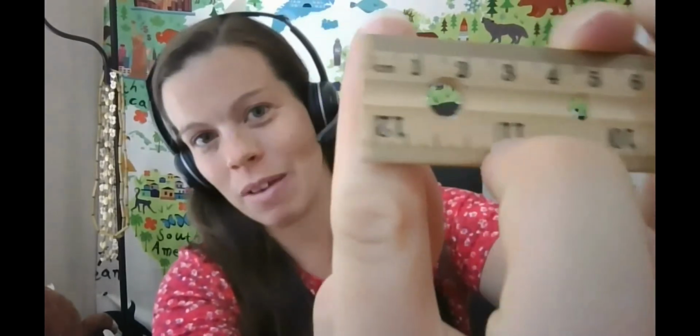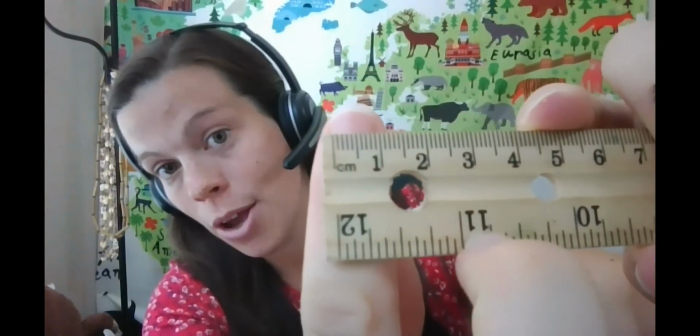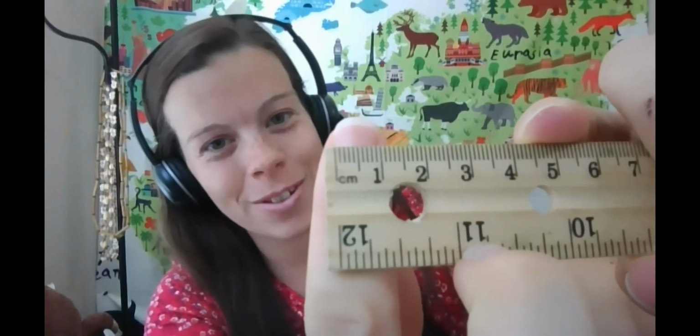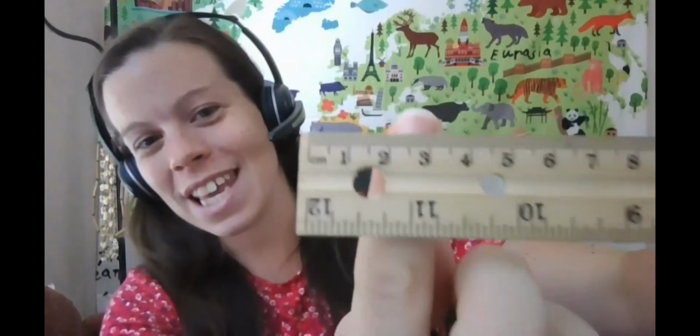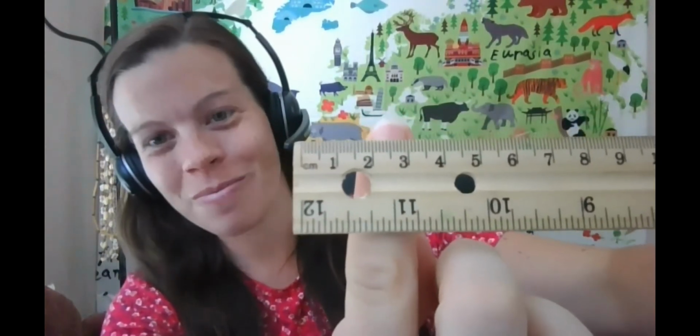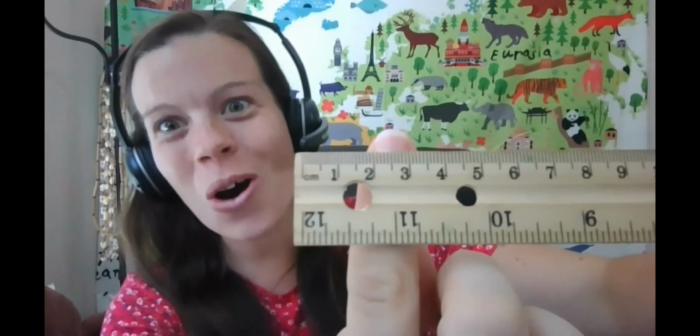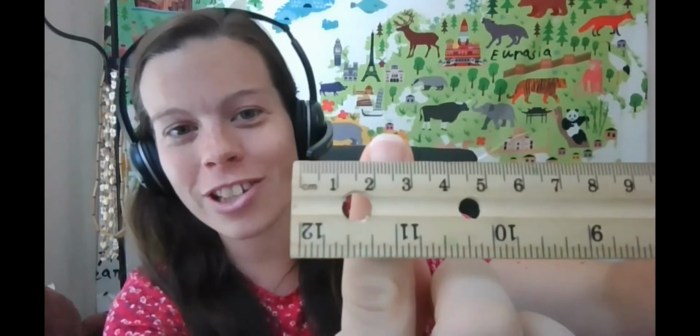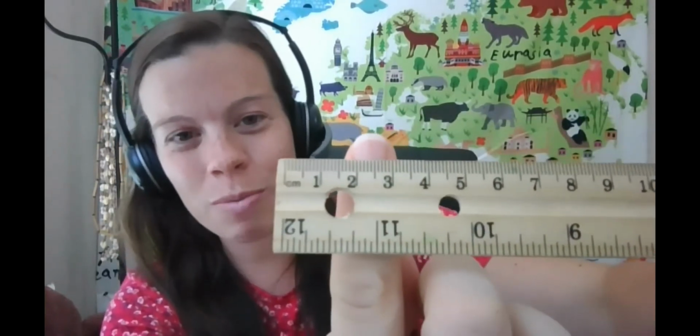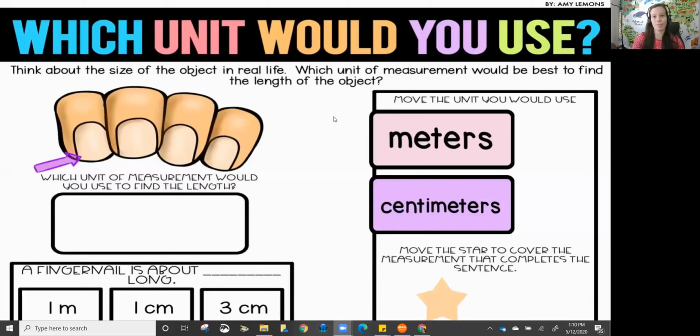Let's see if you were right. Is my fingernail closer to 1 or 3 centimeters? Just 1. What about now? Is it 3 centimeters now? No, my fingernail didn't get longer. It's just on a different spot of the ruler. It goes from 2 to 3. So it's still 1 centimeter.